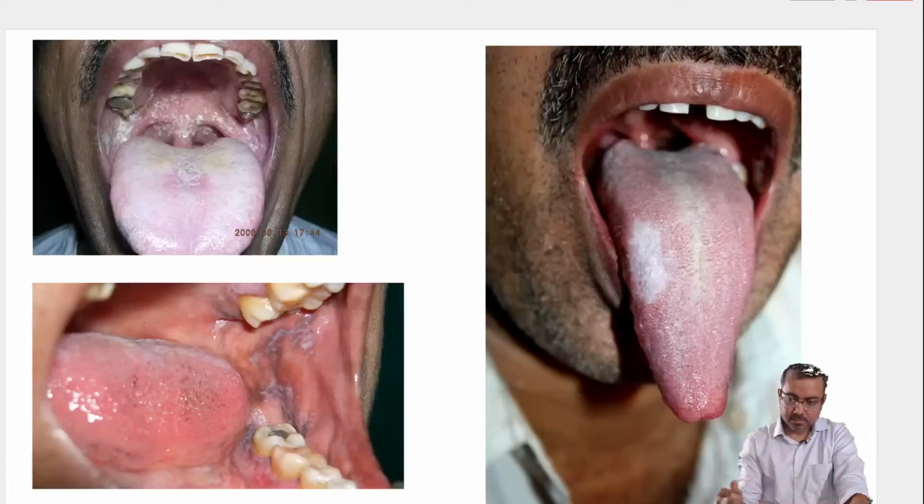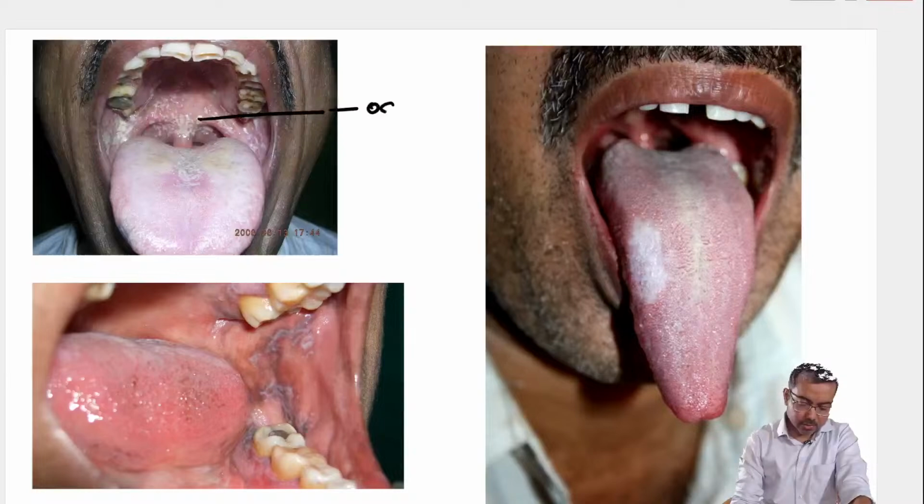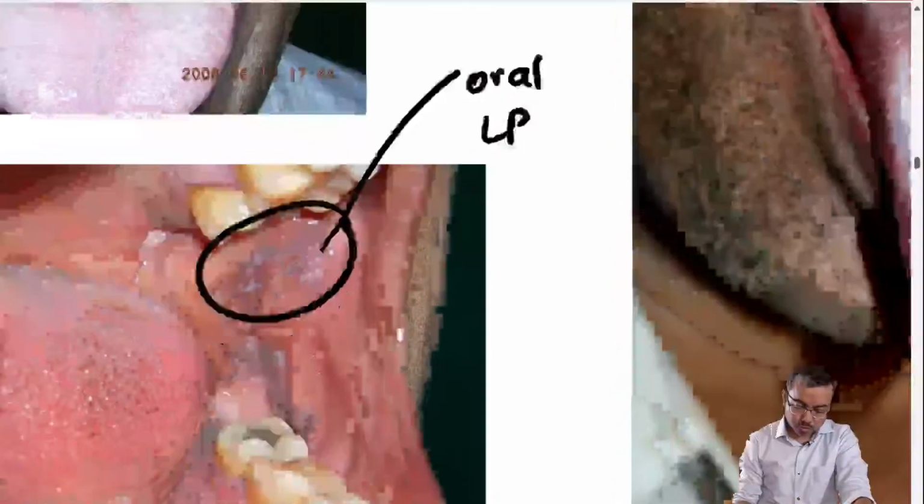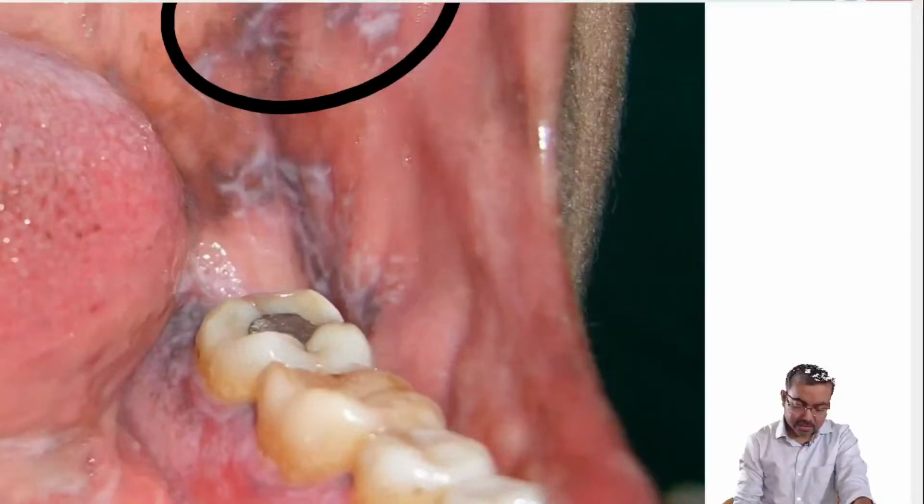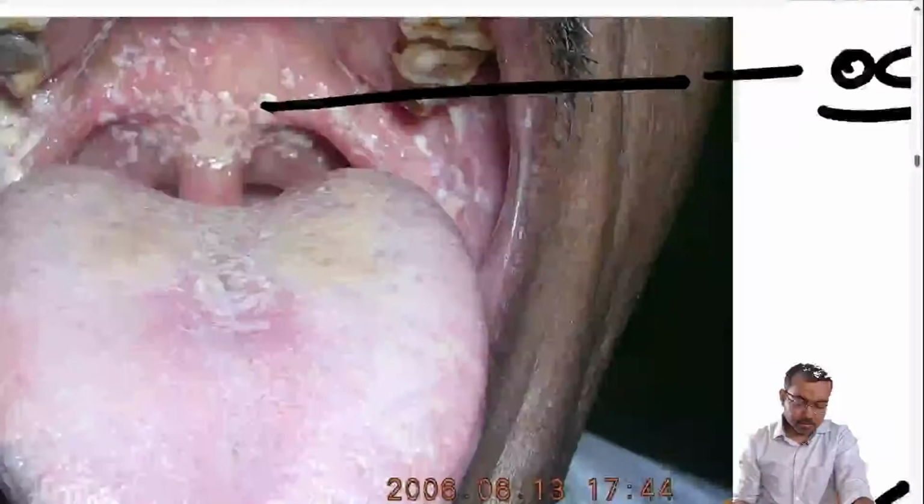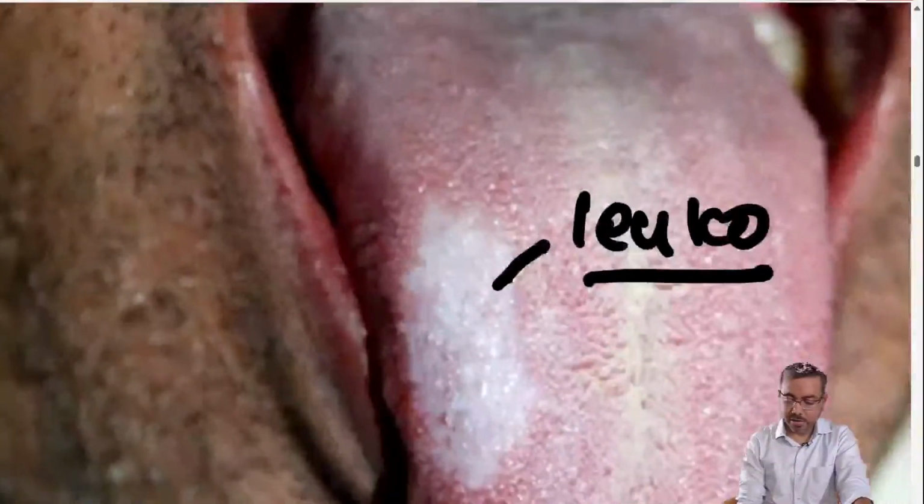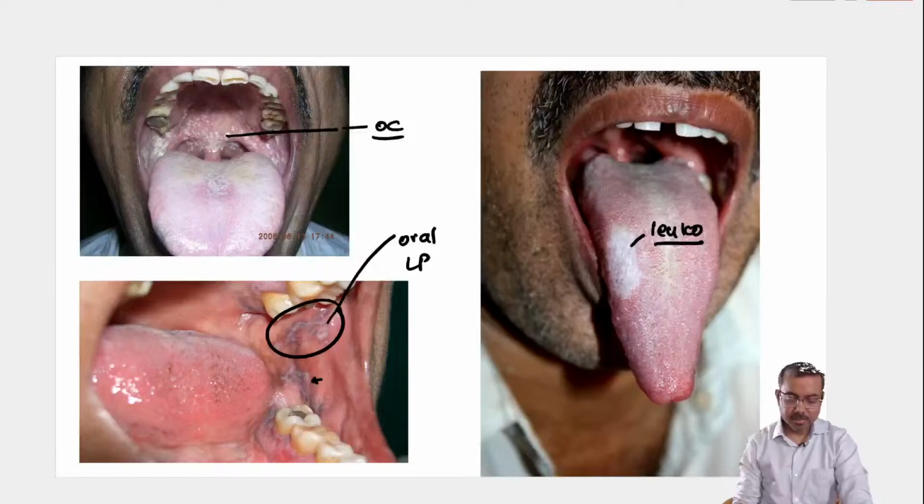Just to show you, this is oral candidiasis. This is leukoplakia. And this is the white streaks of oral lichen planus. If I zoom in, you can see this white streaky pattern of oral lichen planus. If I go up, this is going to be uniform white. Oral candidiasis is also uniform white, like leukoplakia, but one is scrapable, one is not really scrapable.